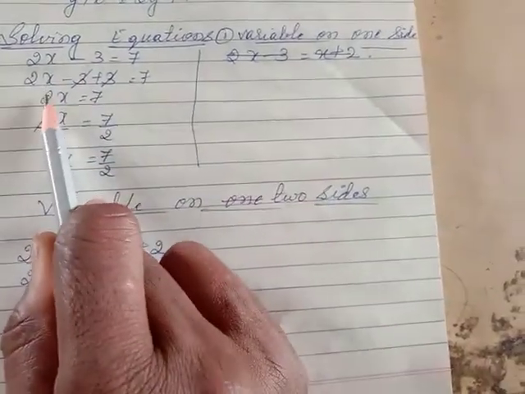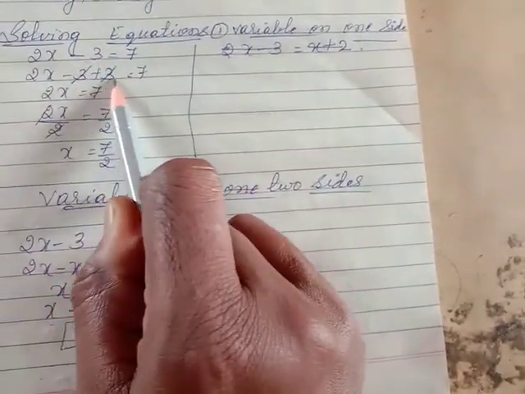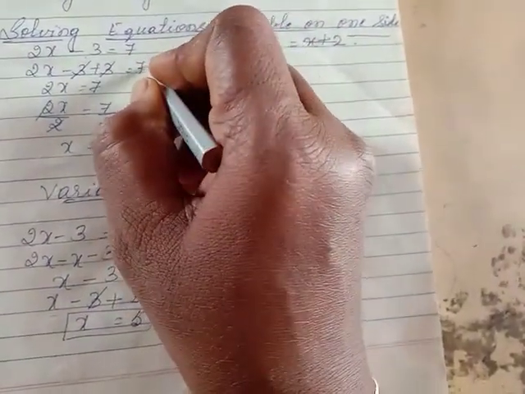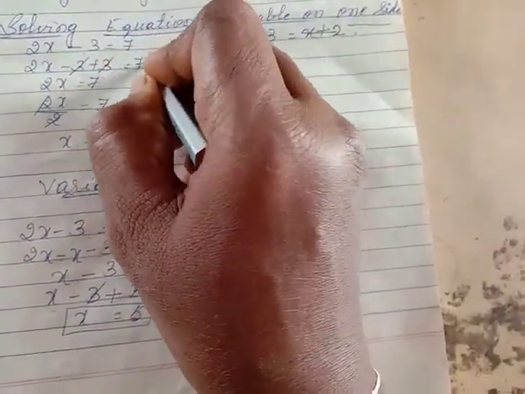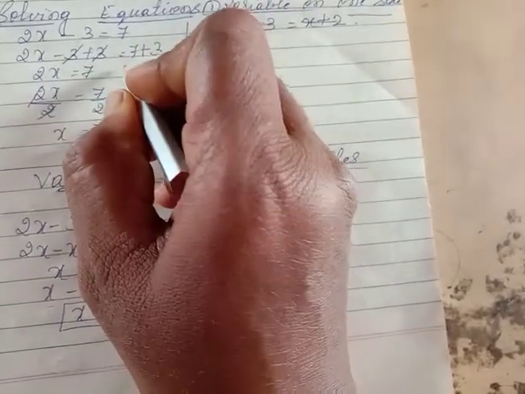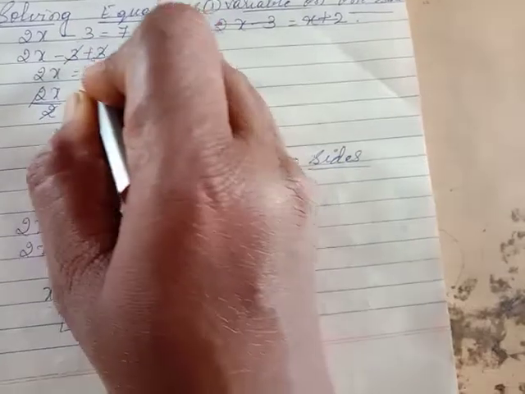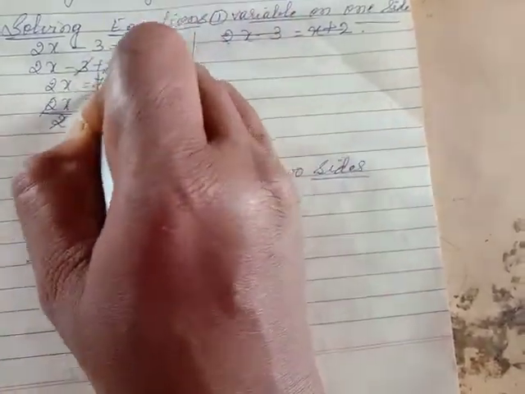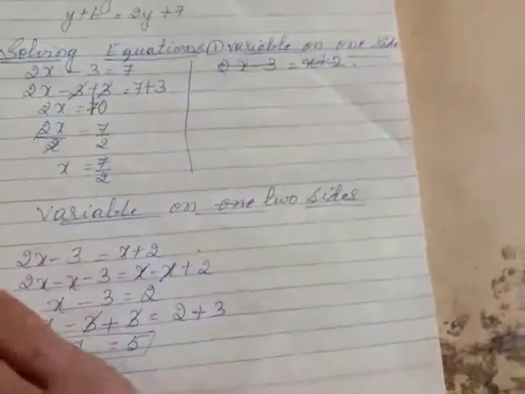See, children, how it is. 2x minus 3 plus 3 is equal to, the same thing you have to do here also, 7 plus 3. Now 2x is equal to, minus 3 plus 3 will get cancelled, 7 plus 3 is equal to 10. So this is one method of solving, children.